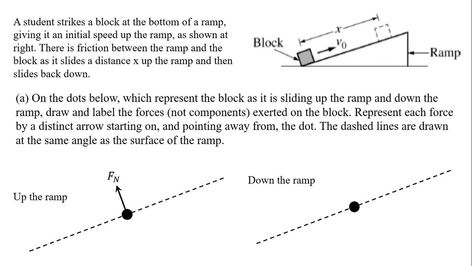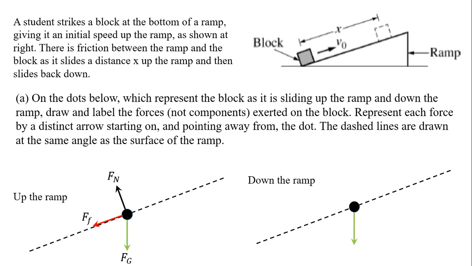Well, that's my force normal. And I would say my force normal is coming out of the center of the block, and it is perpendicular to the surface. That is my force friction, which is parallel to the surface, going down the ramp to the left. And there is my force gravity, which is going straight down from the center of the block. Now, that's for up the ramp.